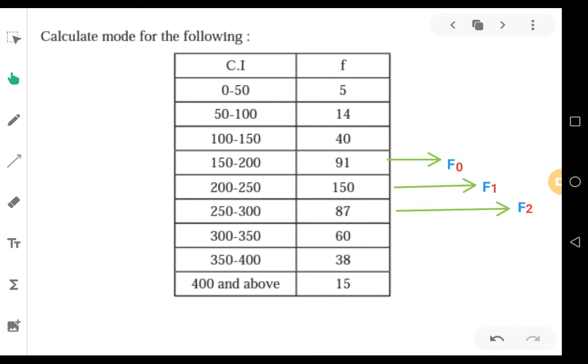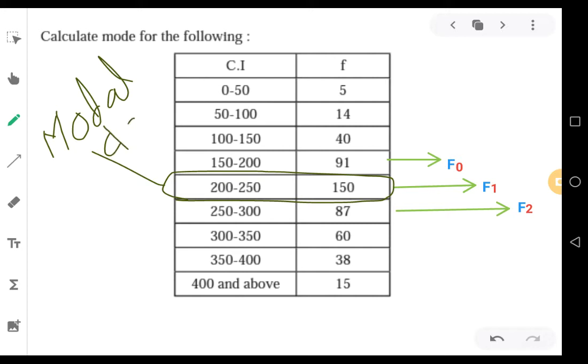The first step is we have to look out for the highest number in the frequency column. You have to identify where the highest number is in the frequency column. See, the highest number is 150, right? When you compare all the frequencies, the highest frequency is 150. So mark that class which is having the highest frequency, this is called the modal class.